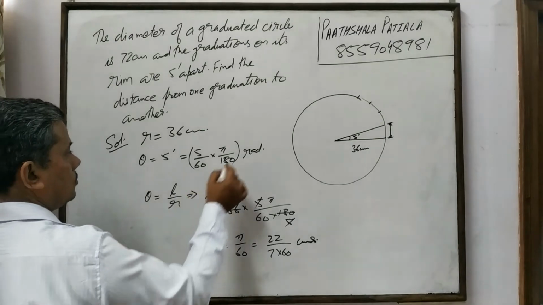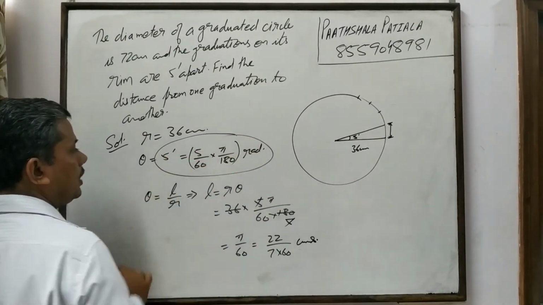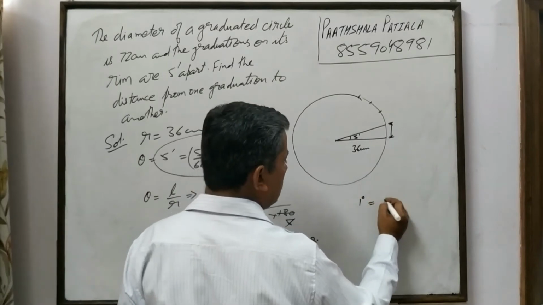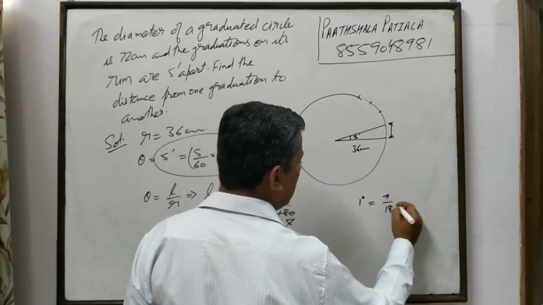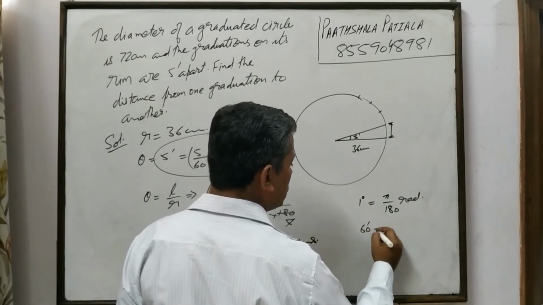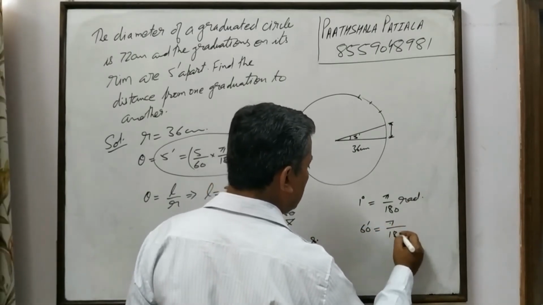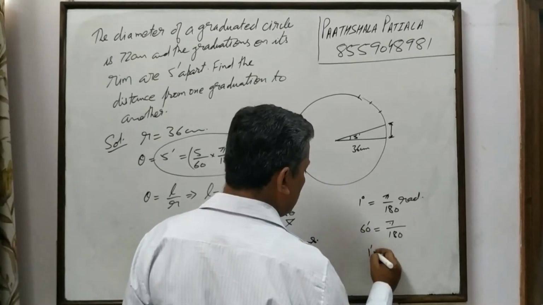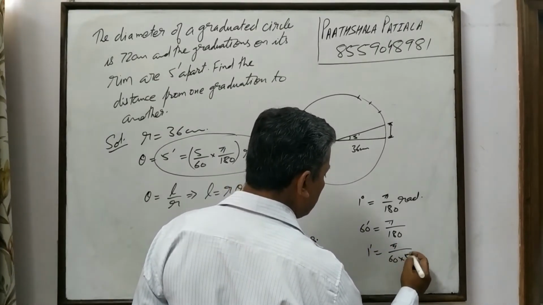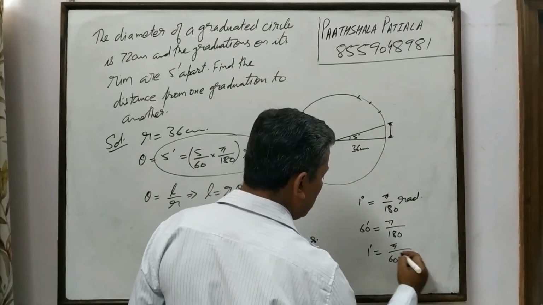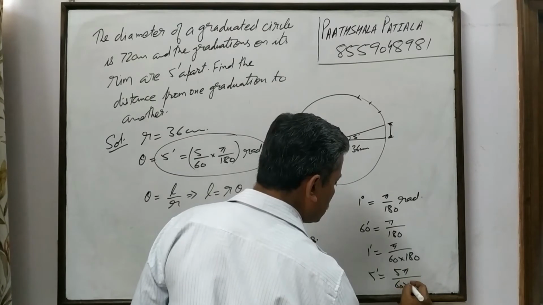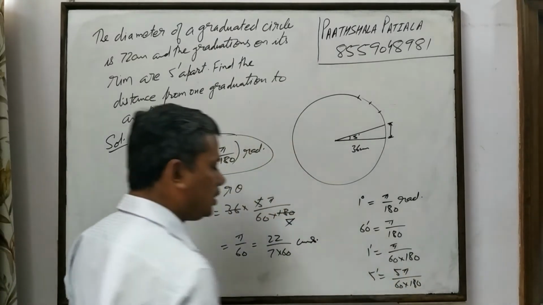Now check out this thing again. How have we calculated this in radians? 1 degree is equal to pi upon 180 radians. This we have done previously. 1 degree has 60 minutes. So 60 minutes is pi upon 180 radians. So 1 minute is pi upon 60 into 180 radians. So 5 minutes, 5 pi upon 60 into 180.